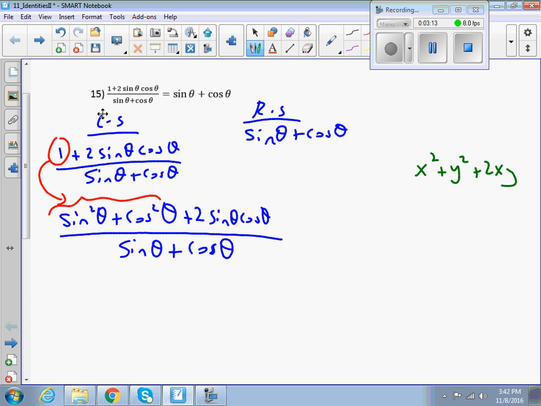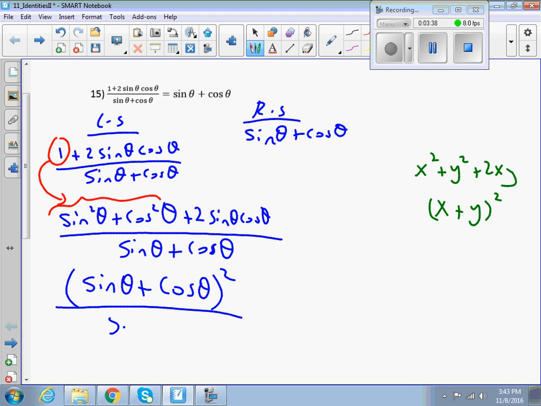It is. And what's that? How can I factor that? That is a perfect square trinomial. So if I factor that, that would be (x plus y) squared. So here my x is really sine theta, and my y is really cos theta. So this would be (sine theta plus cos theta) squared over sine theta plus cos theta.